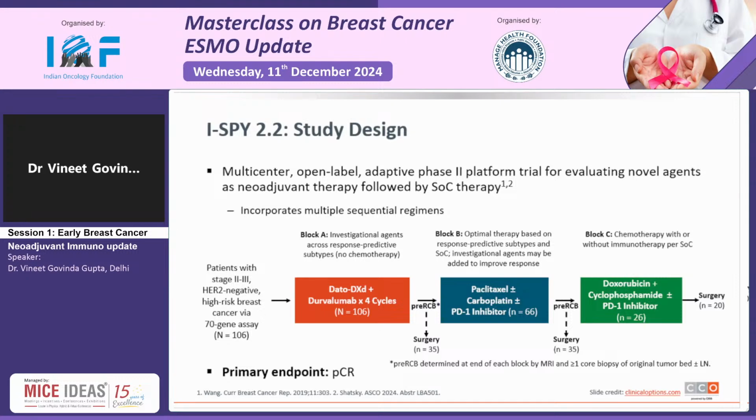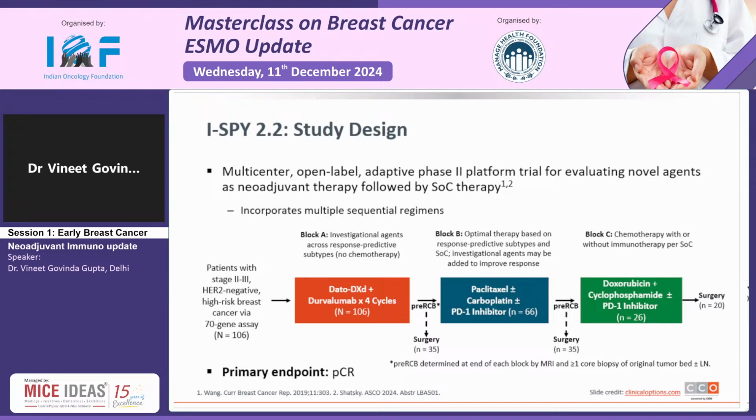In this, patients have stage 2 to 3 HER2 negative, high risk breast cancer. So the patient had to be high risk, that is, luminal B subtype by 70 gene assay. The first block is dato-DXd with durva for 4 cycles. Then we do residual cancer burden testing, which is done by MRI and one or more core biopsies of the original tumor bed, with or without lymph node FNAC. So the drug is given for 4 cycles, then we do MRI plus core biopsy of the original tumor bed plus lymph node FNAC. If the patient is in complete remission, then the patient can go to surgery.